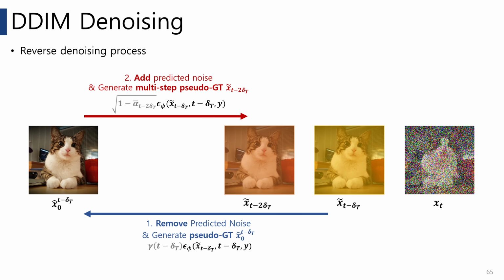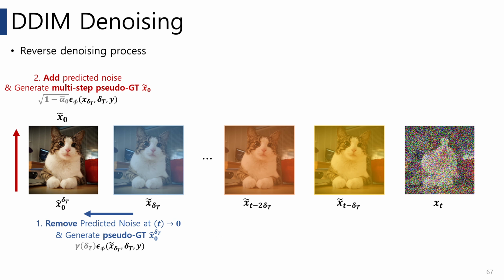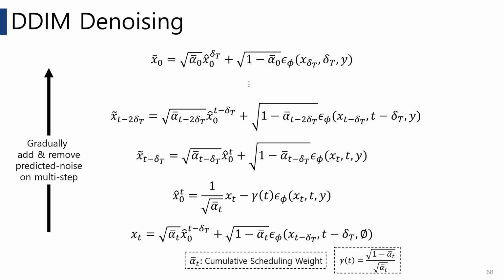By repeating this process, text-conditioned noise can be applied in multiple steps, eventually producing the pseudo-GT x tilde 0. When expressed in equations, it looks like this. Follow along with the video and take your time to review it step by step.